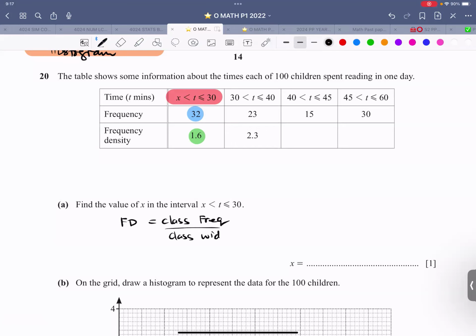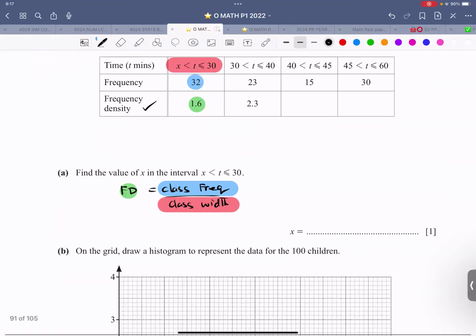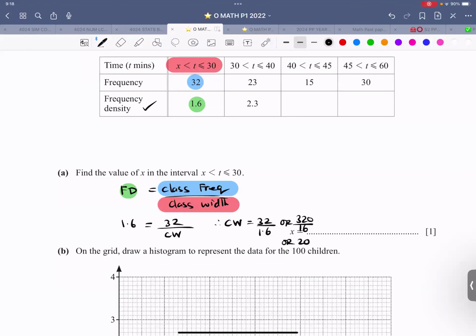Now, what do we have? We have frequency density. That's the green thing. We have class width. No, we don't have class width. So we need to find this. Based upon that, we'll find x. And class frequency is 32. So therefore, I'll write frequency density is 1.6. Class frequency is 32. Class width is unknown. Therefore, make class width the subject. That's 32 over 1.6. That is 320 over 16. That comes out to be 20.